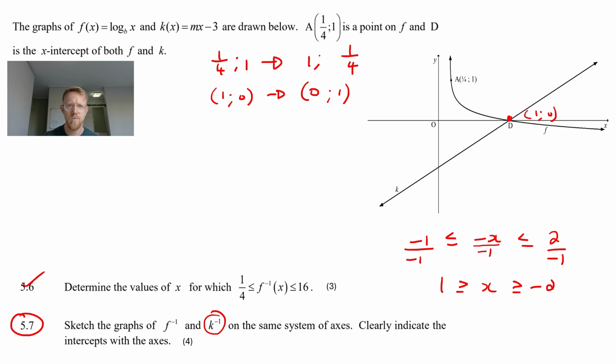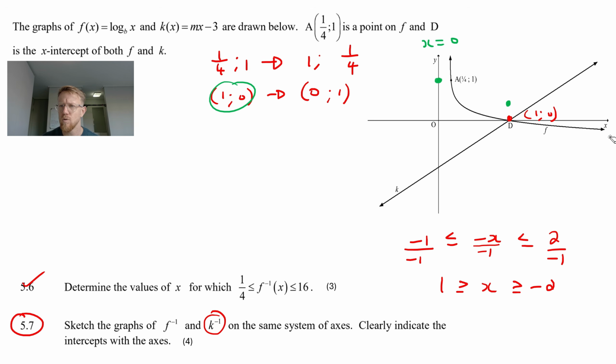And so let's go quickly do that for that one. So I know that 1/4 and 1 turns into 1 and 1/4. So that's going to go 1 and 1/4, which would be like there. And then 1 and 0 turns into 0 and 1, which would be there. And then remember, this was the original asymptote, which was x equals 0. Now it's going to be on the x-axis, and we call that the y equals 0 line.